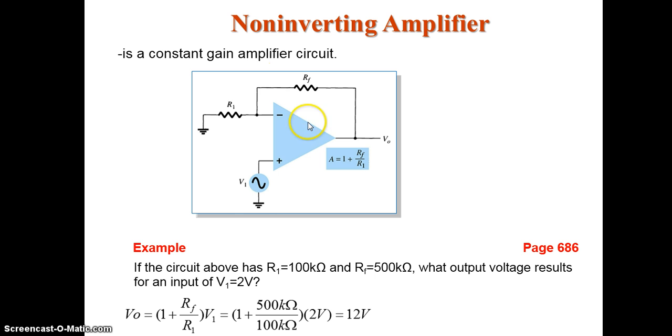A non-inverting amplifier is again a constant gain amplifier. As it is an amplifier, whatever the input, it will produce an output equal to the input multiplied by the gain of the amplifier. Now, this is the gain equation: A is equal to 1 plus RF by R1. So, output is equal to input V1 multiplied by 1 plus RF by R1. Now we will derive how we get the equation for the gain of this amplifier.